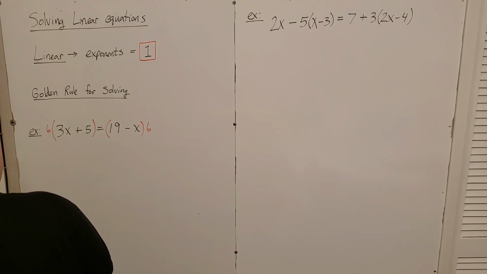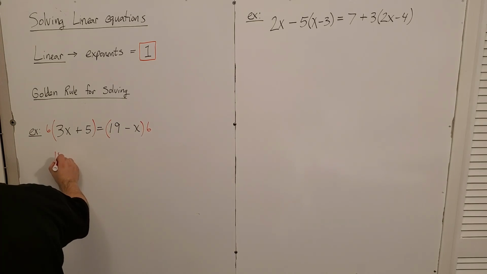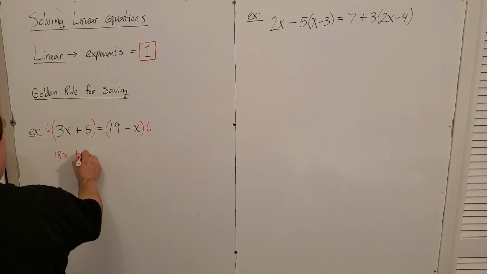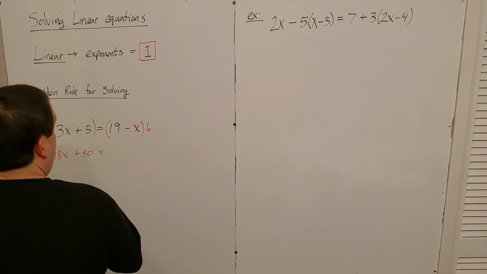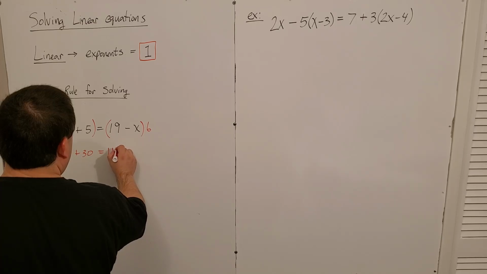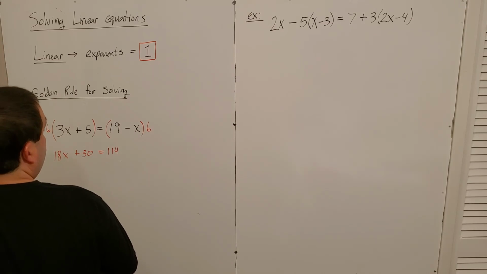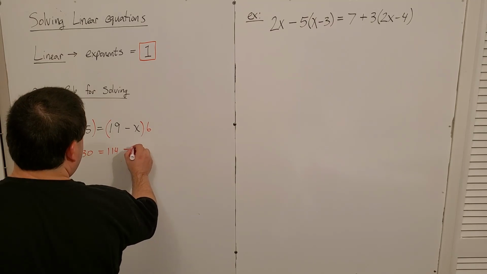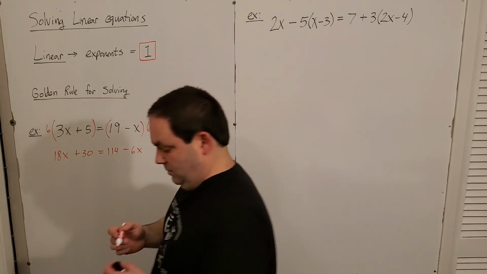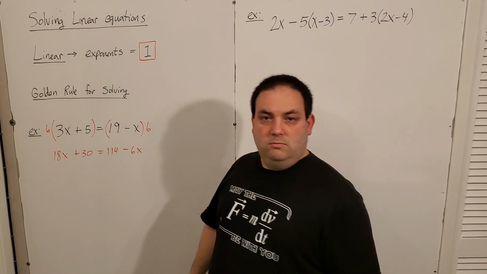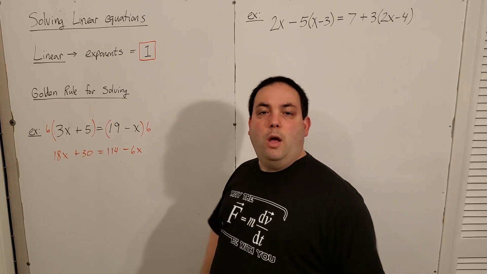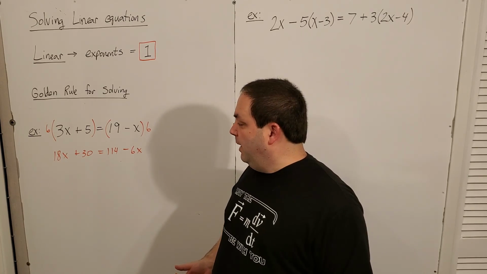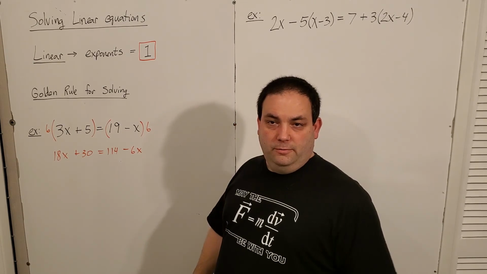Like so. That would result in 18x plus 30 equals 60 and 54, 114 minus 6x. Completely legal, right? As long as I did it equally to both sides. No problem with doing that. Did it help my cause? No, it made my numbers bigger.